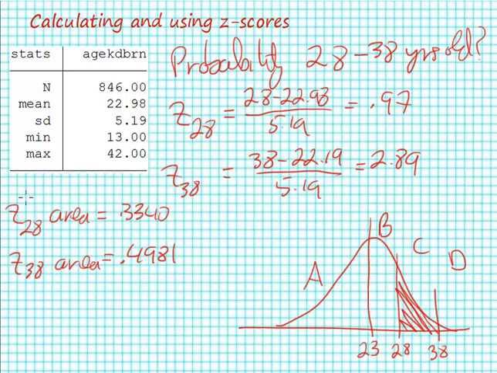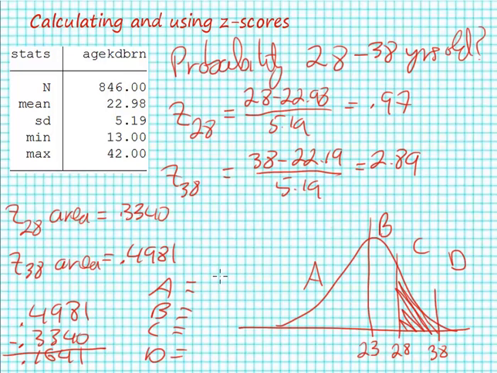There we go. There's our two areas taken from the z-table. If I simply subtract the smaller from the larger, I get 0.1641, and I can just go ahead and now figure out my areas.